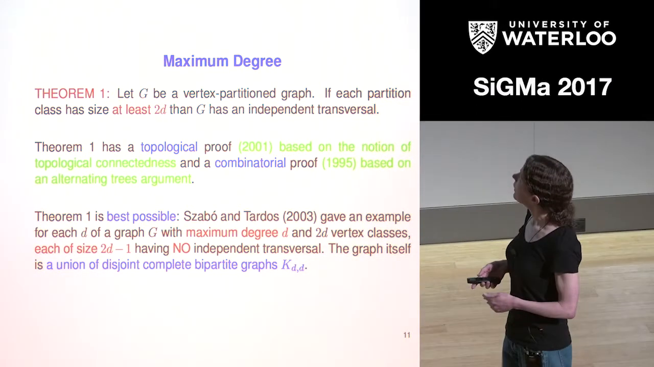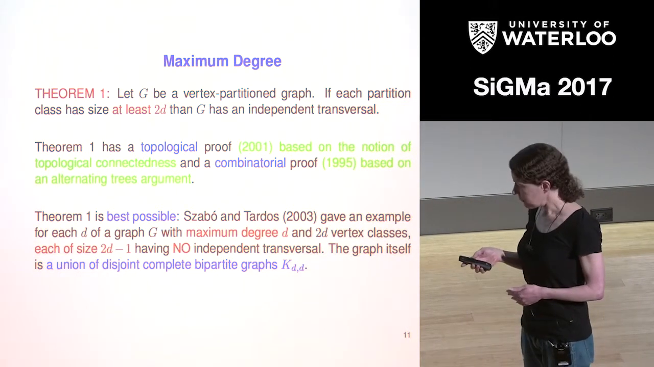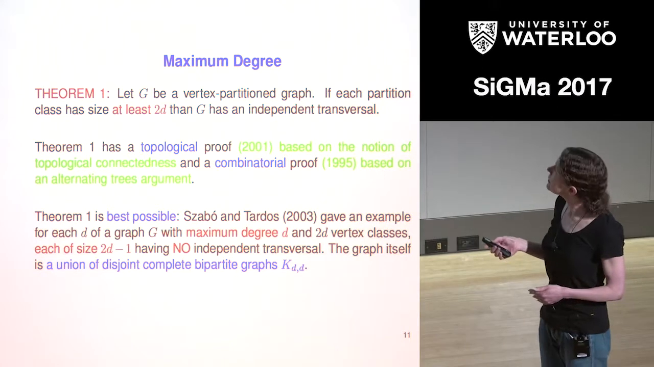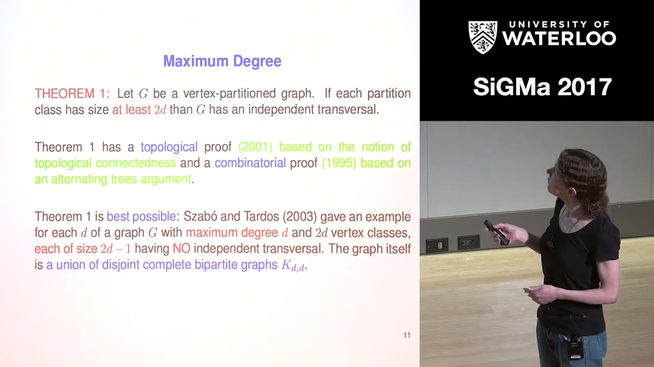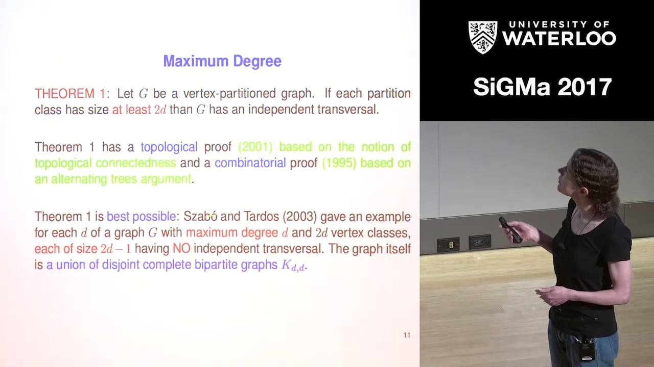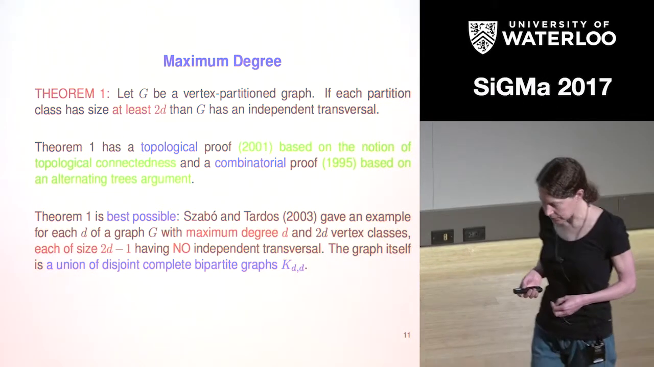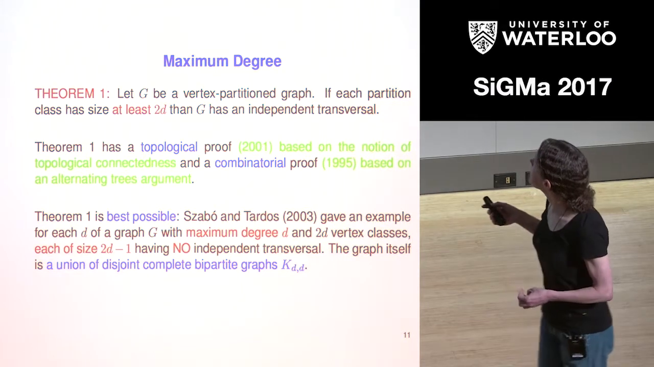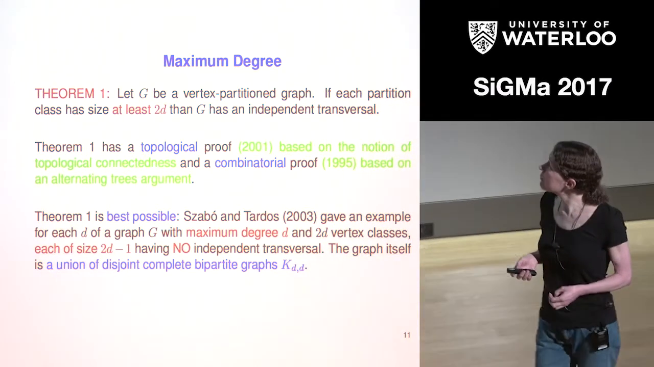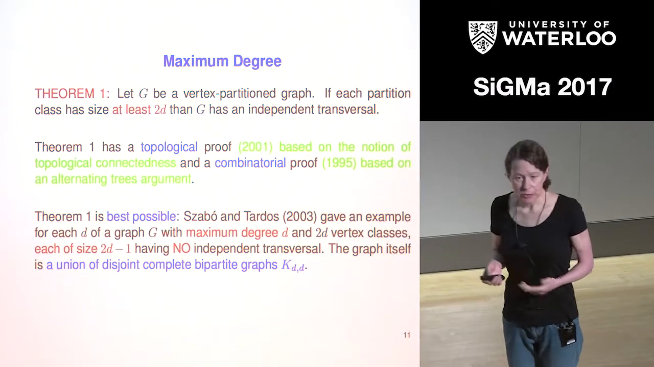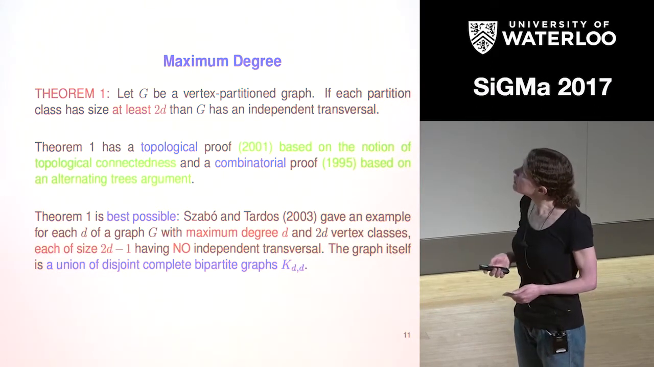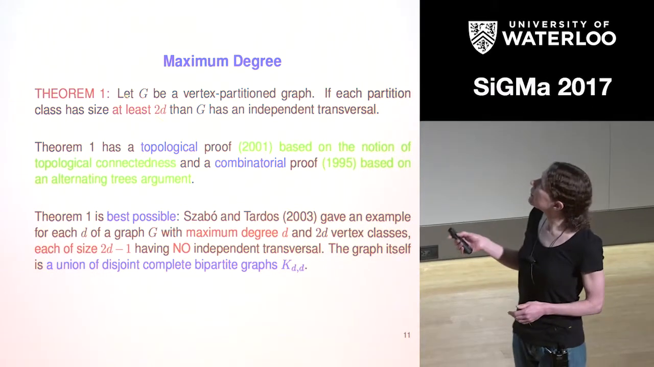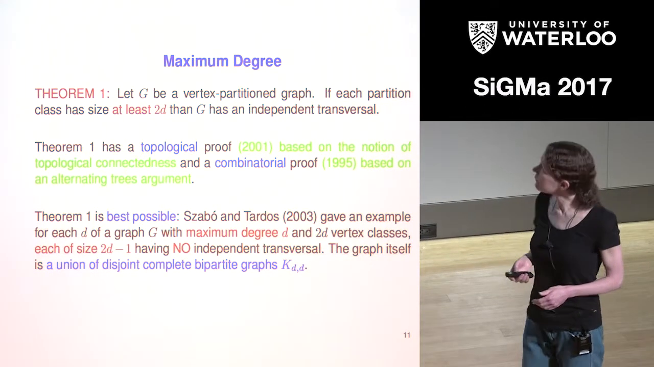So that's, in fact, a best possible statement, because quite a bit later, after this theorem was proved, there was still active work on constructions, and Szabó and Tardos gave an example, for every d, of a graph with maximum degree d and class sizes 2d minus 1 that does not have an independent transversal. So this is exactly the right number here, 2d, in general.